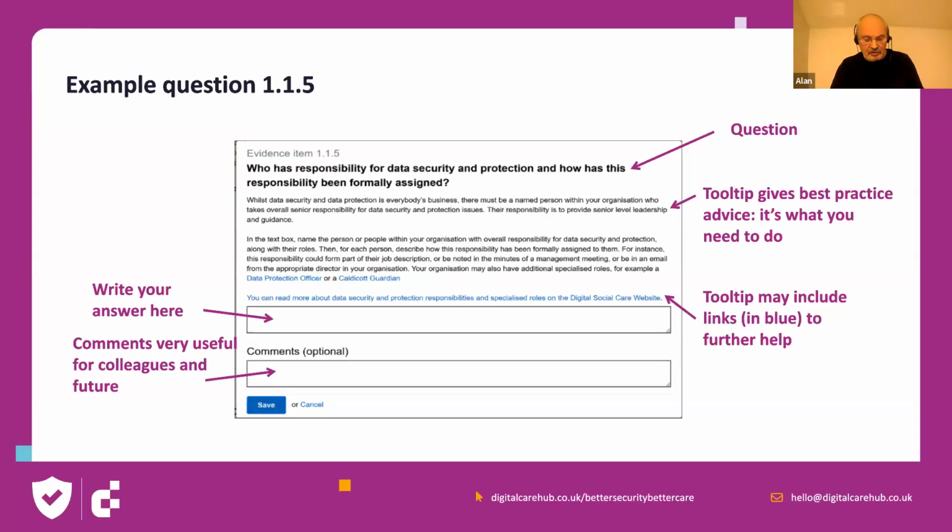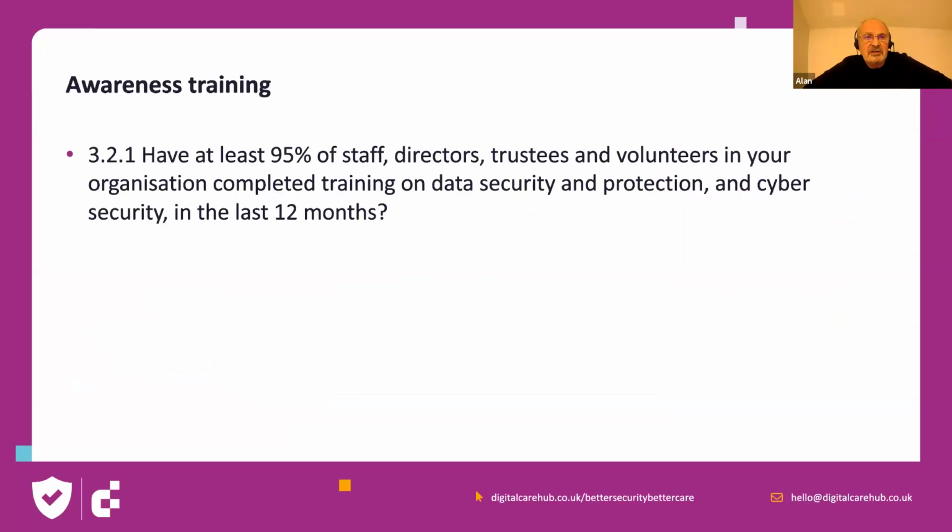Having done that, you would click on save, and the question will be responded to and will show completed on the right-hand side. So if we move on to have a look at another question, we can see that question 321 asks about staff training. So have 95% of staff, directors, trustees and volunteers in your organisation completed training on data security protection and cyber security?